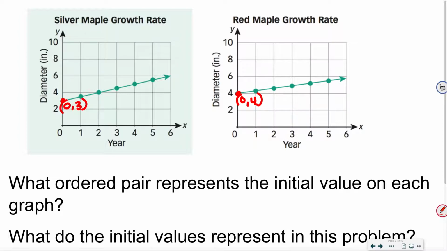What do the initial values mean in context for the silver and the red maple? Is it the diameter growth? My initial value represents what in the context of this problem? How many inches they were to begin? At the beginning of the study, how big were they? The silver maple was 3 inches in diameter, and the red maple was 4 inches in diameter. So which one was bigger? The red maple, and it was 1 inch larger in diameter.